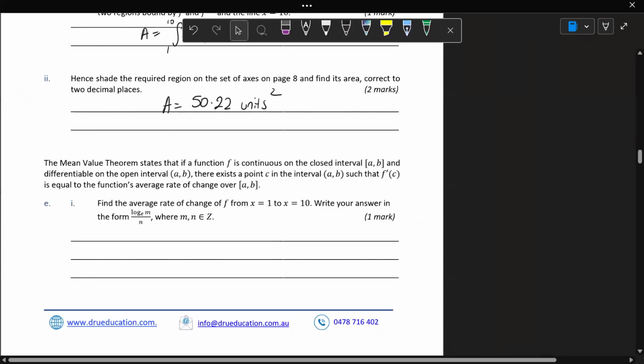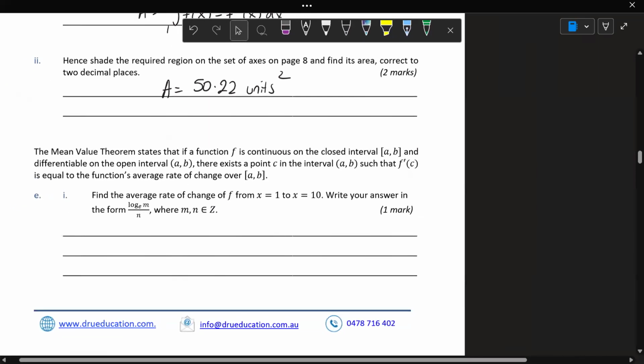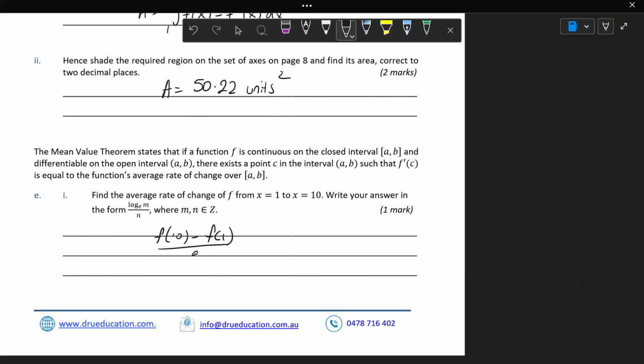Right. The mean value theorem states that if a function is continuous on a closed interval and differentiable on the open interval, then there exists a c such that. All right. Part one is just find the average rate of change. So that is just f of 10 minus f of 1 over 9, which is ln 28 over 3.